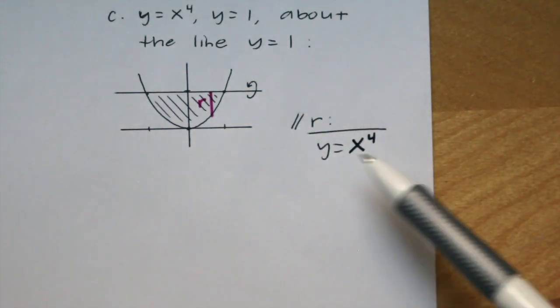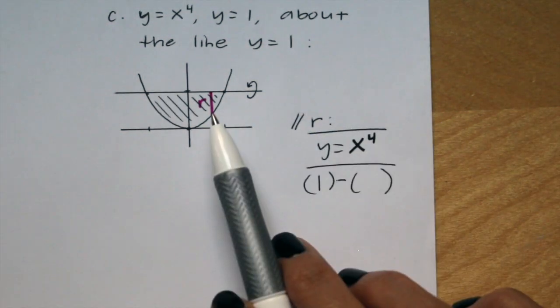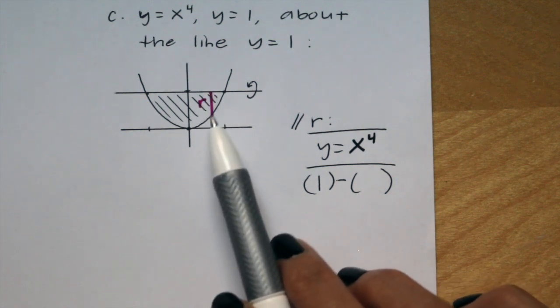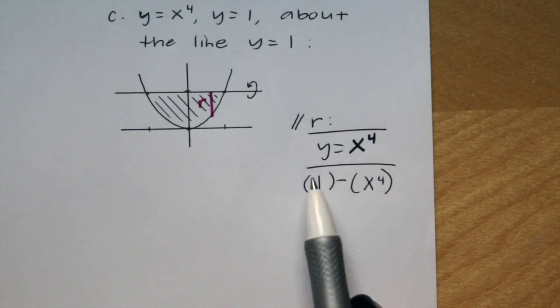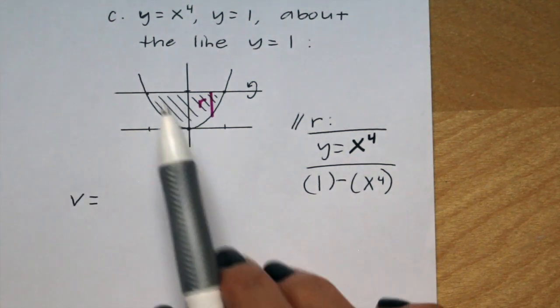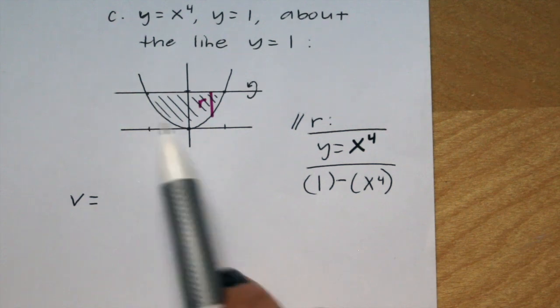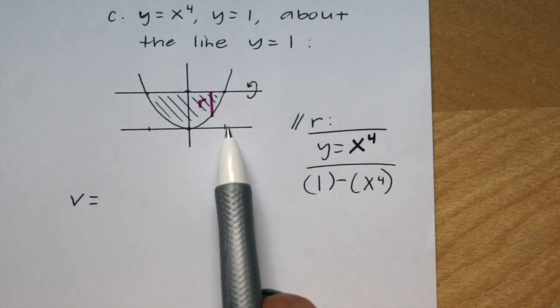And so we already have y in terms of x here. To identify r, you're going to do top minus bottom. So it's going to be 1 minus the curve. So here's our expression for r. Because it's a dx problem, you want to look at the shaded region in the x direction. It goes from -1 all the way to +1, so those are going to be our limits.